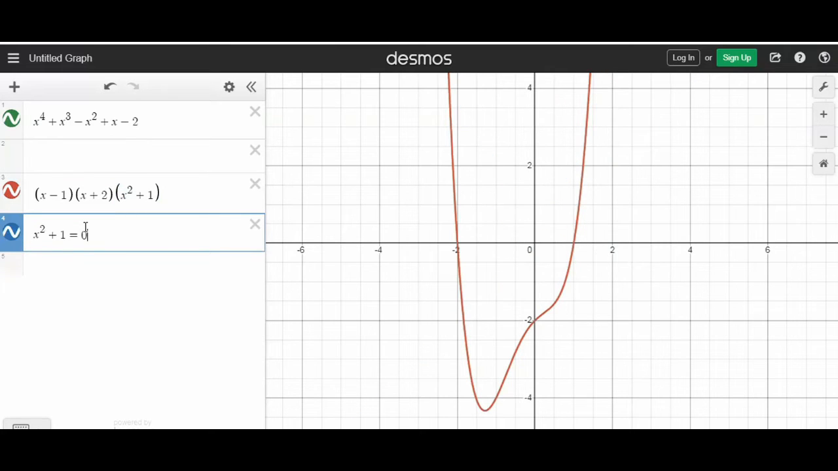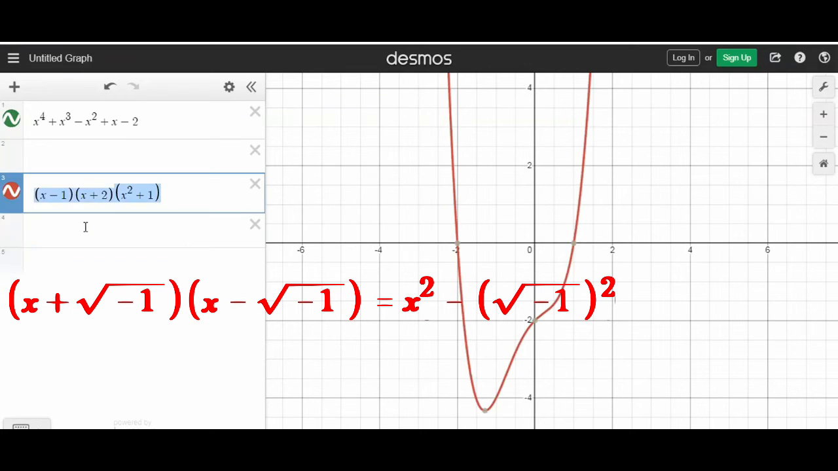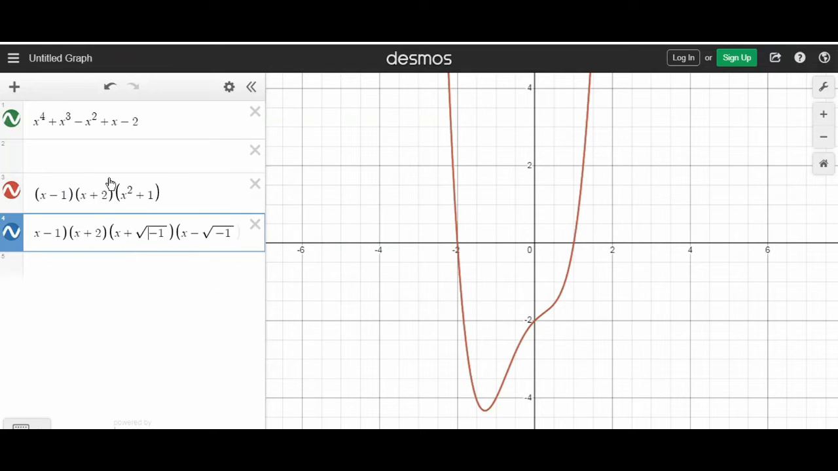x squared plus 1 equals 0. We move the 1 to the other side. We get x squared is equal to -1. Take the square root of both sides to get x. And x is equal to the square root of -1. But because this is a square root, it's plus or minus. So our completed version would be this. This isn't graphed out. And the reason is this software does not have the ability to graph this.